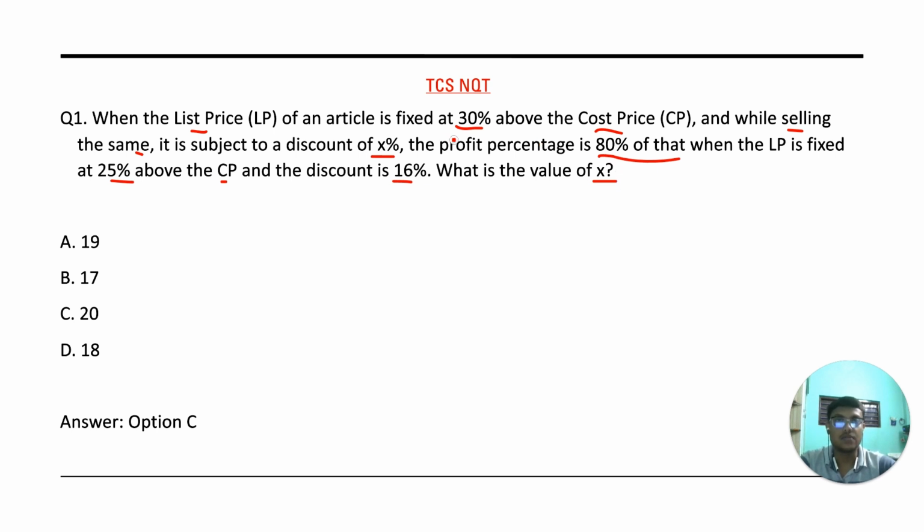Okay, so the question says that we have two different list prices and two different selling prices. For the first case, the list price is fixed at 30% above the cost price and the selling price is calculated by providing a discount of X percent. So let's say this is case 1. And for the second case, we have list price fixed at 25% above the cost price and a discount of 16% is given over the list price to create the selling price. So let's say this is case 2.